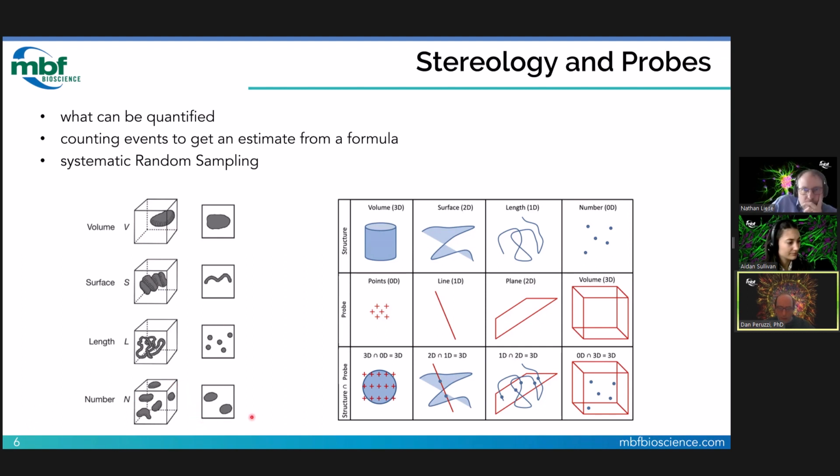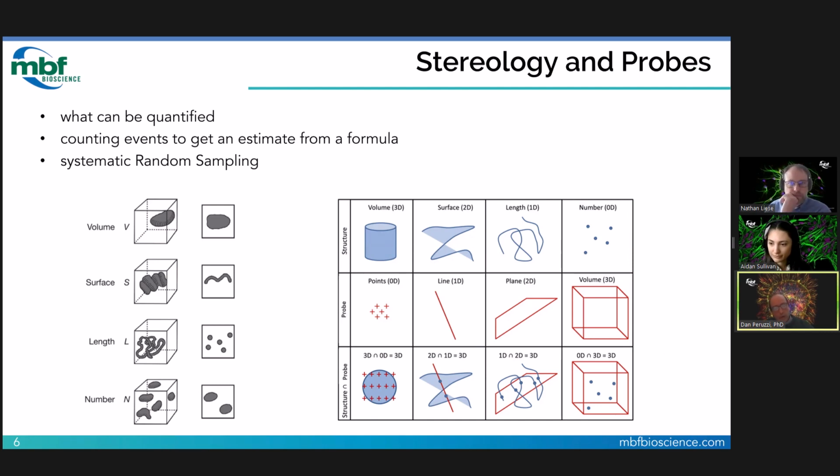And if we look at the chart on the right and go to the right side for the number column, on the top, that again is showing the cross sections of the cells for number. And then if we go down to the probe row, that shows a dissector, which is a three-dimensional virtual space that we're going to restrict ourselves to counting. We're only going to count the cells if the top of the cell is in that probe, which is shown at the bottom. And so that's what we're going to concentrate on today is number.